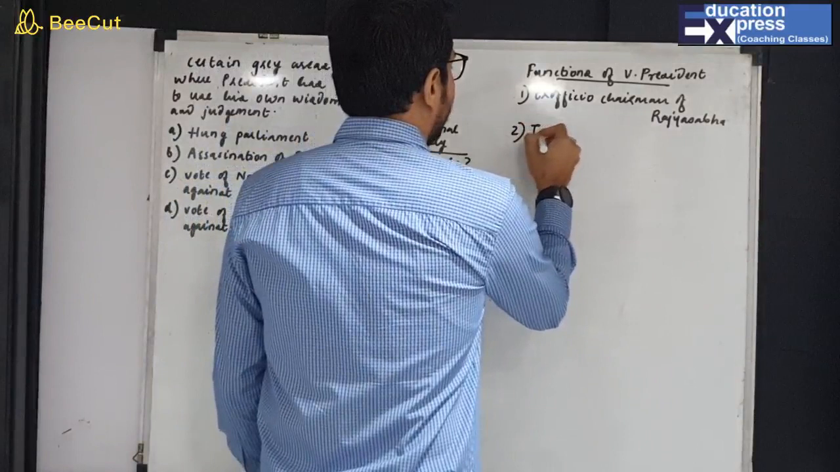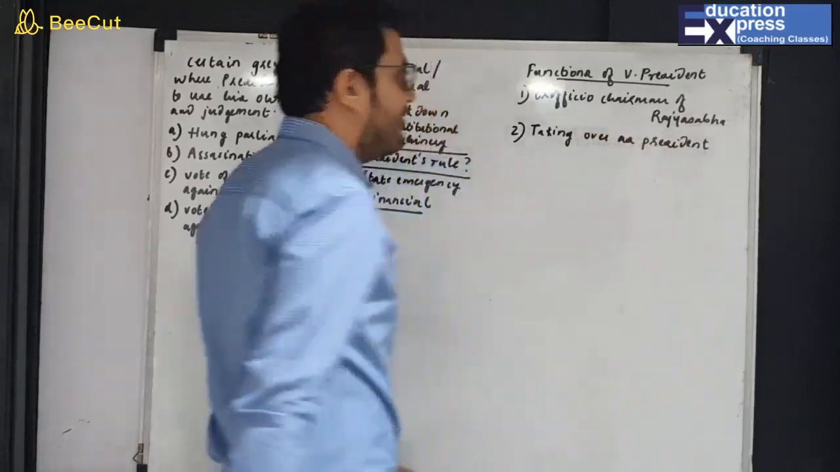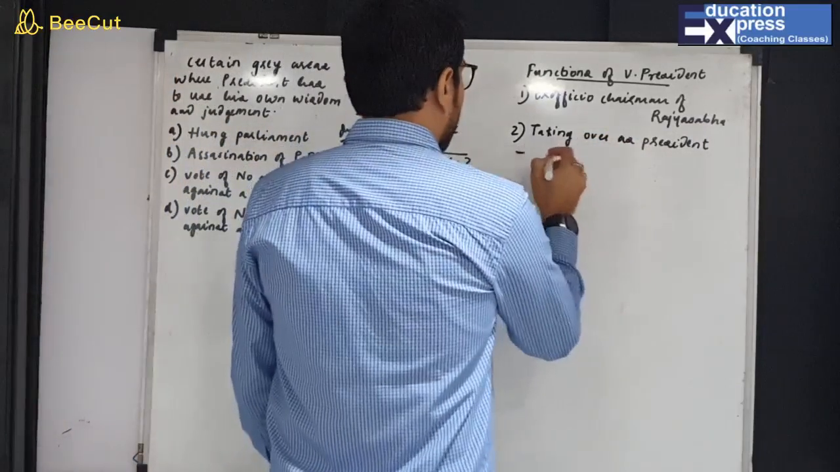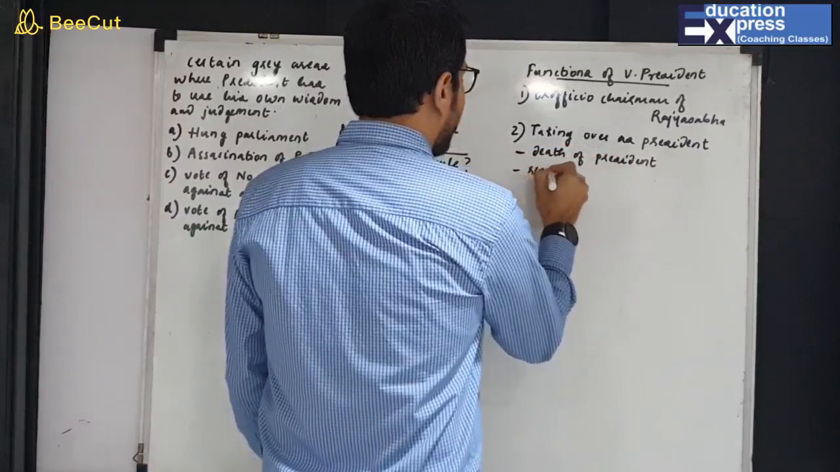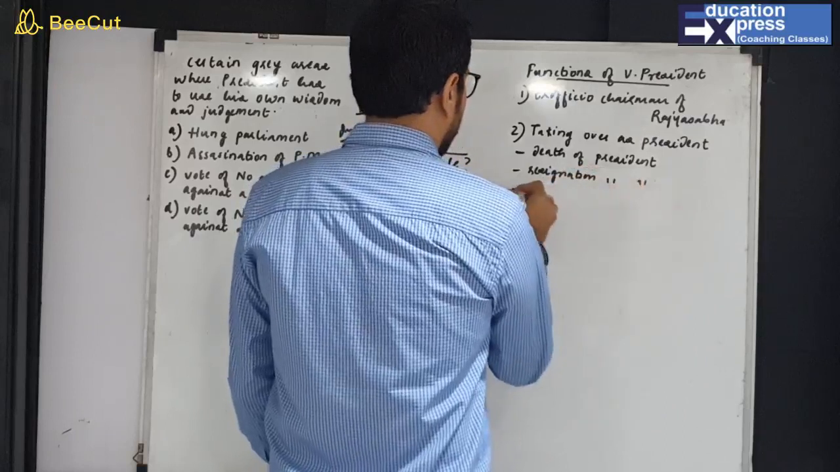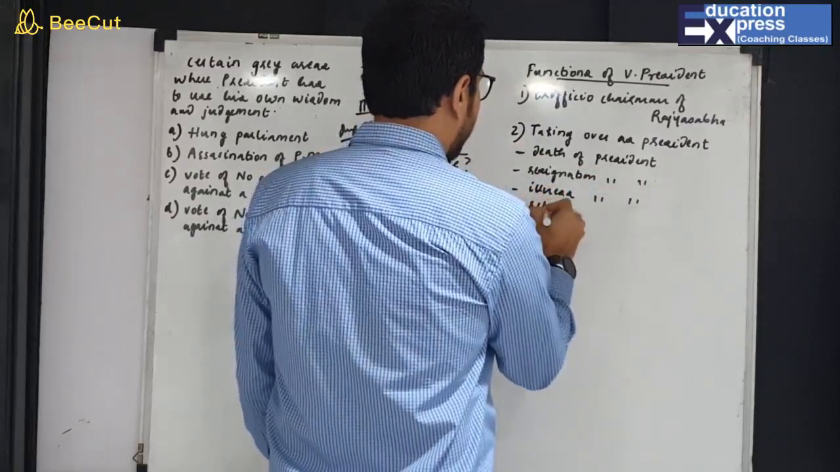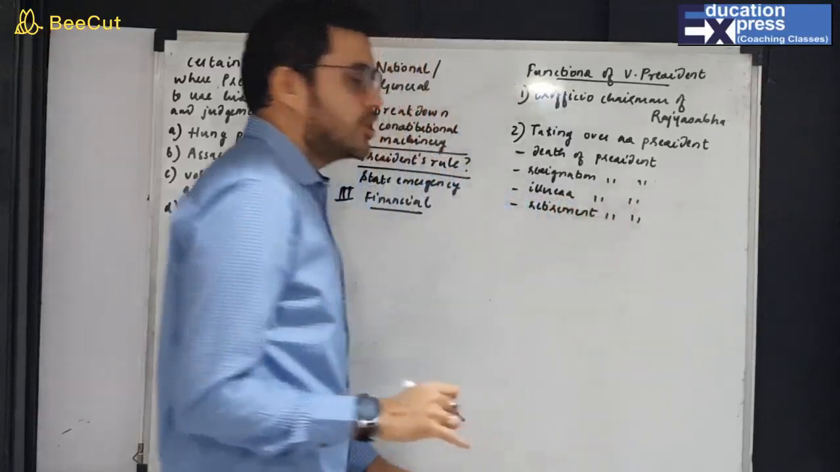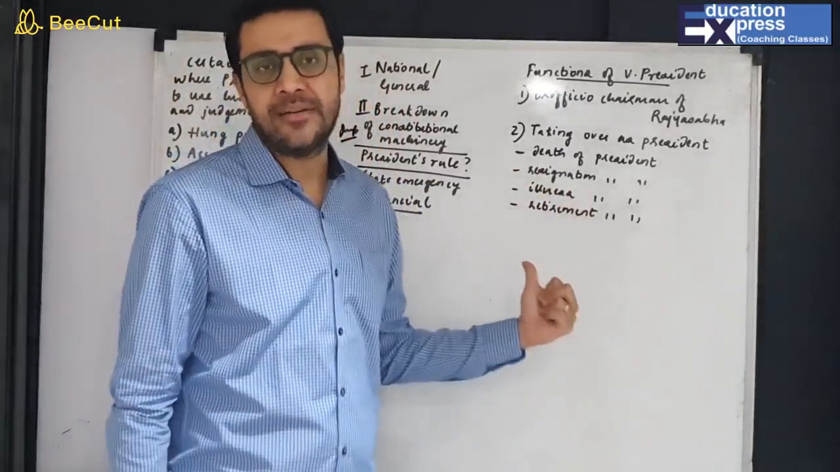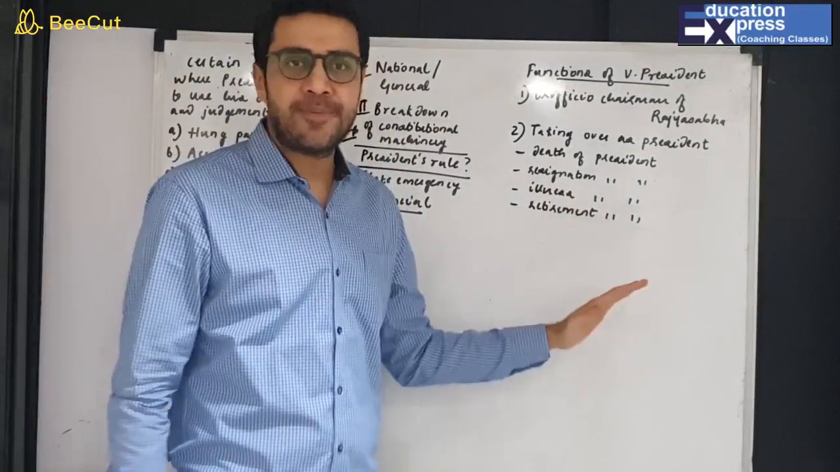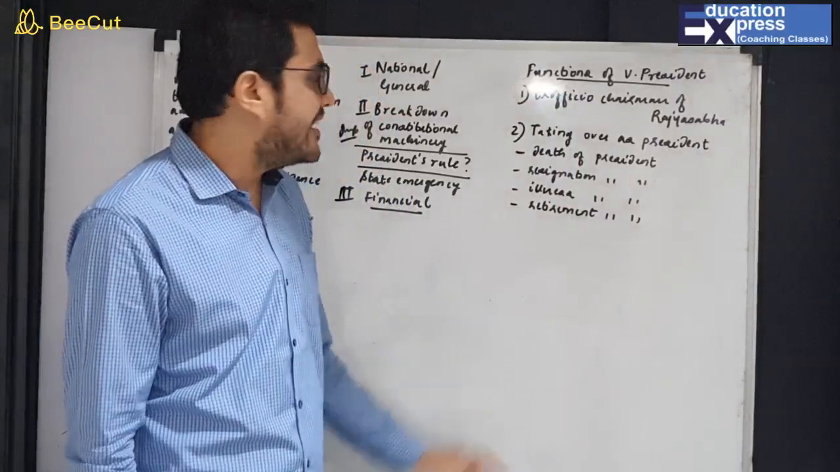And second function, taking over as president. Now, when does the vice president take over as a president? First one, death of president, resignation of president, illness of the president, retirement of the president. So death, resignation, illness or retirement of the president, and till the time the new president is not appointed, the vice president will act as the president. So these are the two functions of the vice president. First one, he is the ex officio chairman of the Rajya Sabha, and second, taking over as a president.